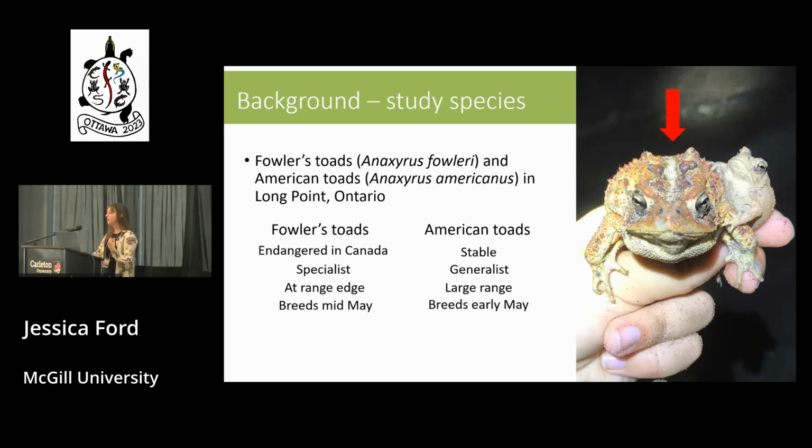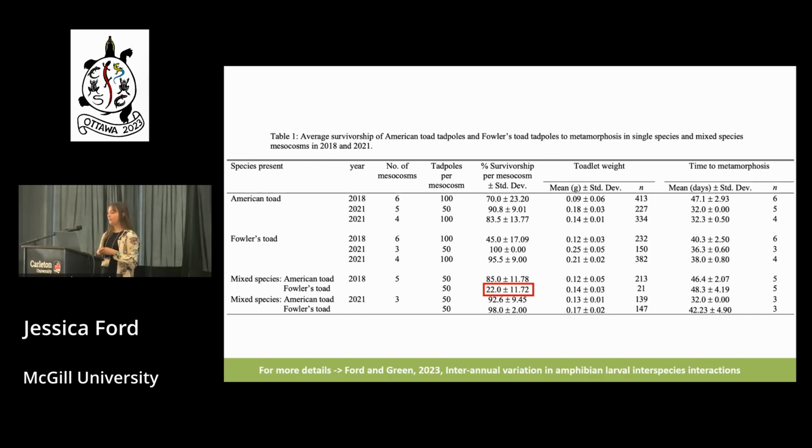We measured this competitive advantage using survivorship to metamorphosis, weight at metamorphosis, and time to metamorphosis, which are all fitness proxies for tadpoles. And in 2018, American toads certainly had this advantage over Fowler's toads because almost all the Fowler's toads died in the mesocosms with the American toads in them. We only had 22% survival. It was abysmal. In 2021, under the exact same conditions as far as we could provide them, that didn't happen.